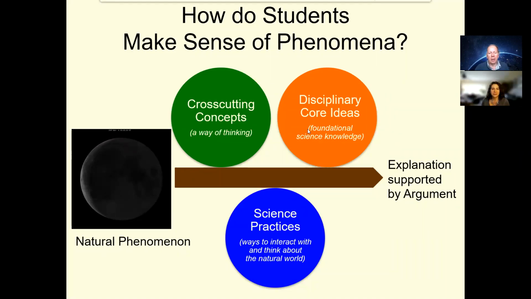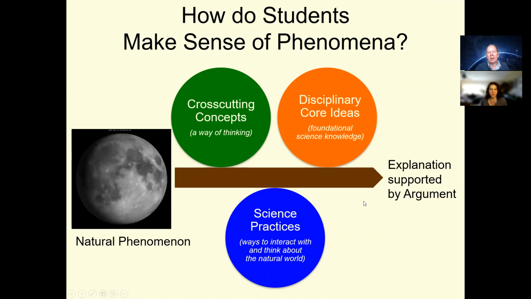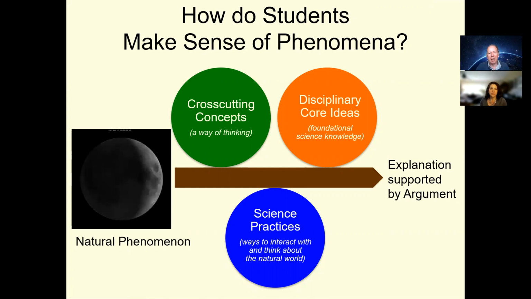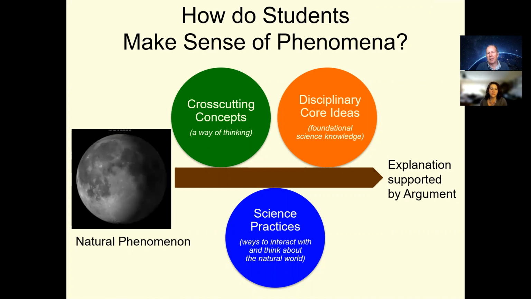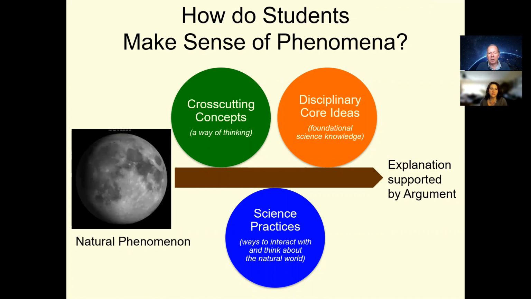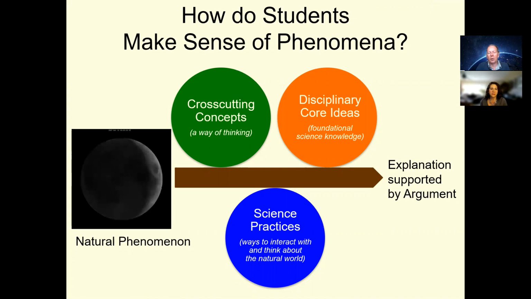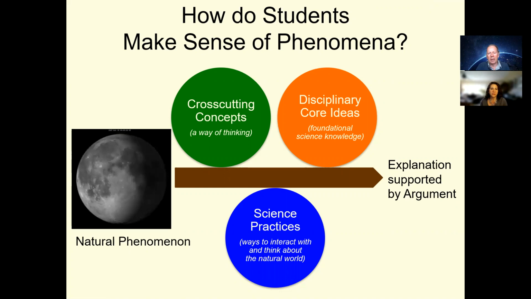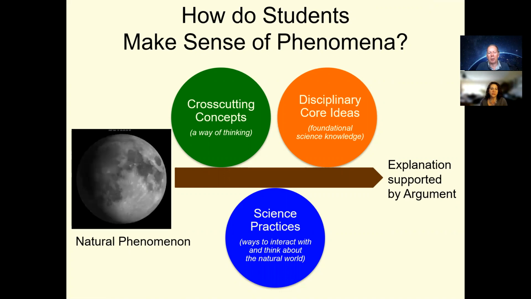In the previous video clip, we talked a little bit about how students can make sense of phenomena. We had a phenomenon about the changing appearance of the moon. We talked about how students can use cross-cutting concepts, practices, and core ideas, the 3 dimensions of the NGSS, to get to an explanation supported by an argument.